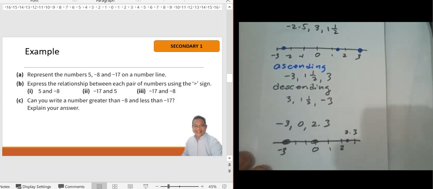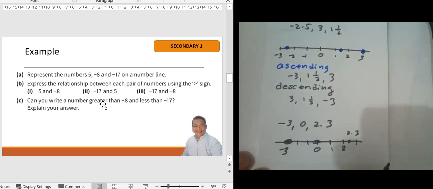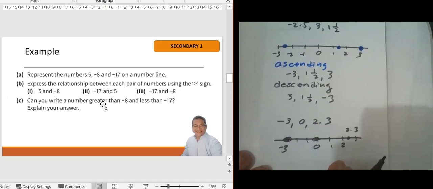Now let's try to look at some problem solving. Represent the numbers in the number line. I think I'm gonna skip this one. Okay, this one you can actually do by yourself. Can you write numbers greater than -8 and less than -17? Okay, can you write a number greater than -8 and less than -17?